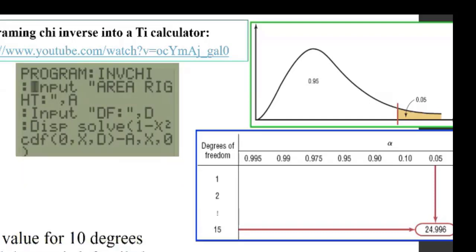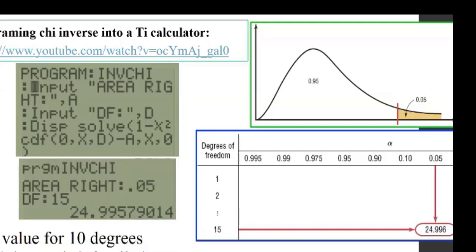Again, there is a place that you can program chi-square, chi-inverse into a TI calculator. I am giving you the program, I'm giving you the YouTube, you can look it up. I've seen that most of the time this works, sometimes it doesn't, but try this class, okay? If you're interested in using technology, that's fine. And so it is a long process. Honestly, for a simple case like that, it is much easier to look up the table. Okay, so this is how you look it up.